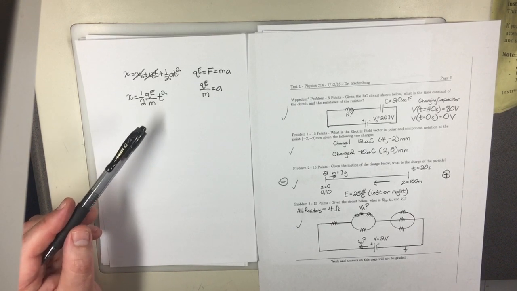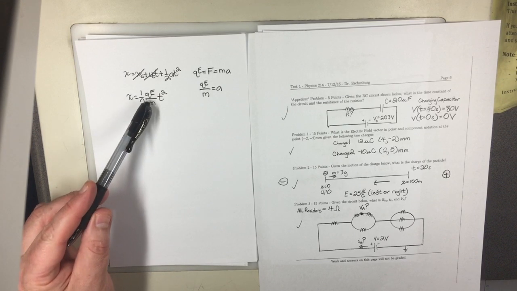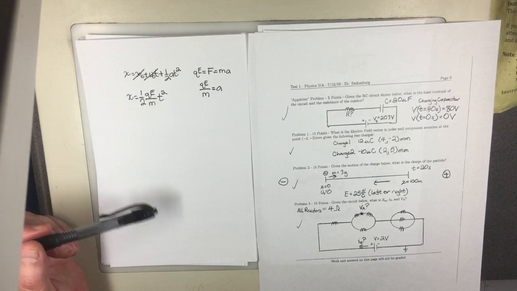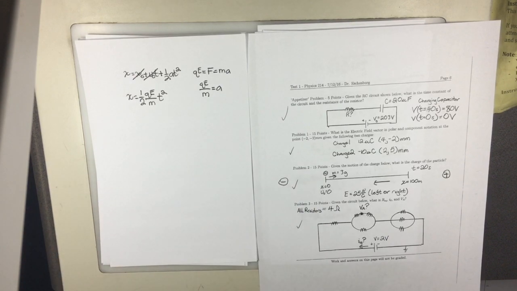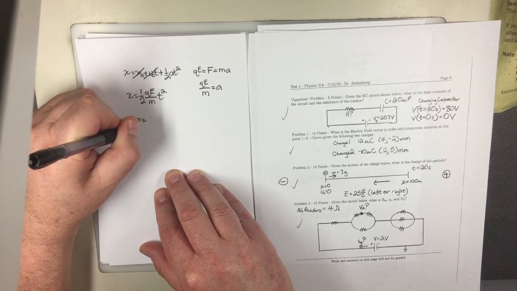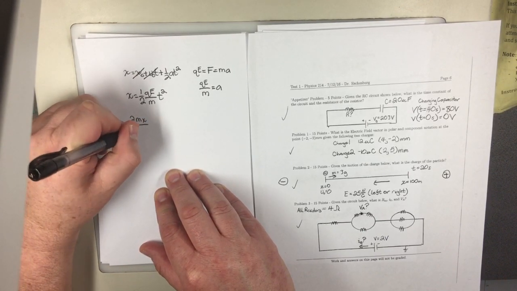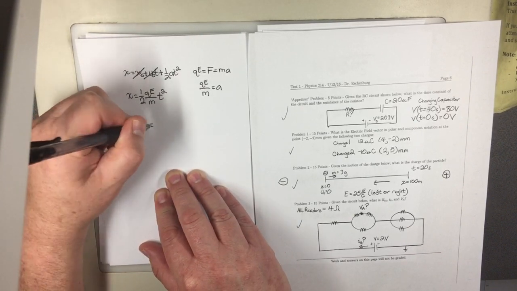All I'm interested in is the magnitude of the charge itself, and then I'm going to slap a negative sign in front of it because I know it's a negative charge. So this becomes 2mx over ET squared is equal to Q.